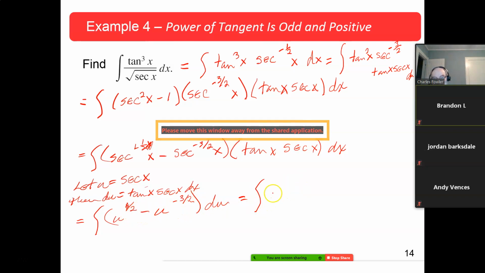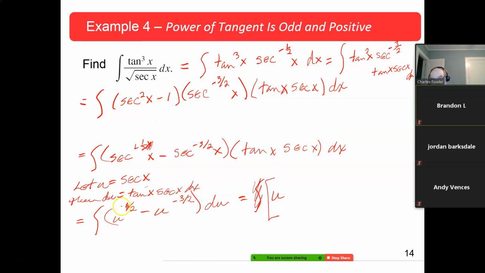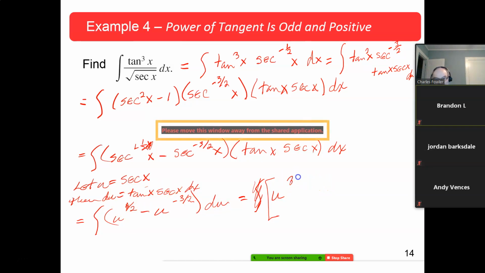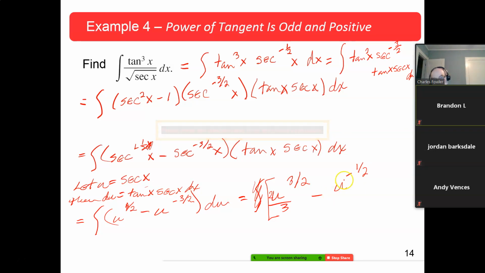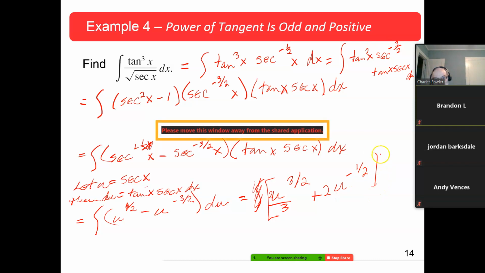Antiderivative of u to the 1/2, I don't need the integral there anymore, sorry. Increase this by 1, which is 2/2. 2/2 plus 1/2 is 3/2. And then divide by the 3/2, or multiply by 2/3. Minus, increase this by 1, that's 2/2, so u to the minus 1/2, but then you divide by negative 1/2, which makes that a plus, and that would be a 2 over 1. Oh, this is not a definite integral, okay?